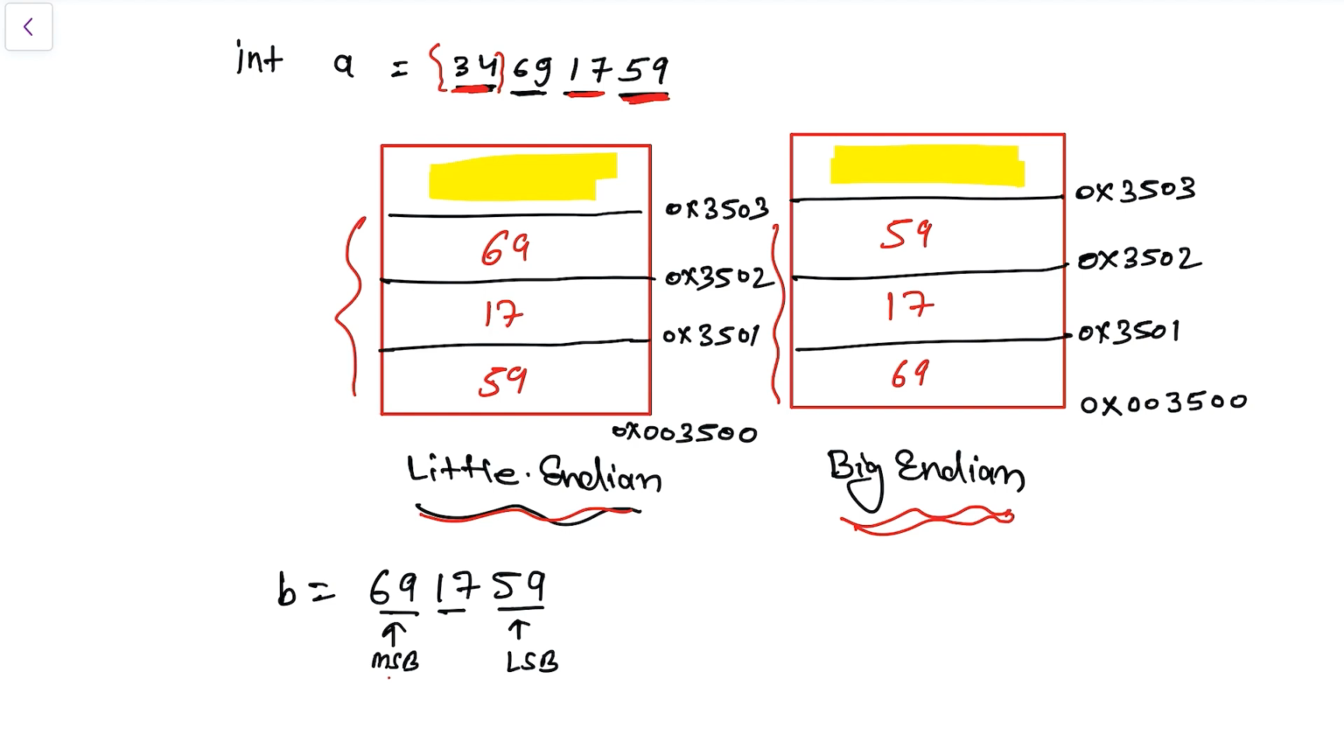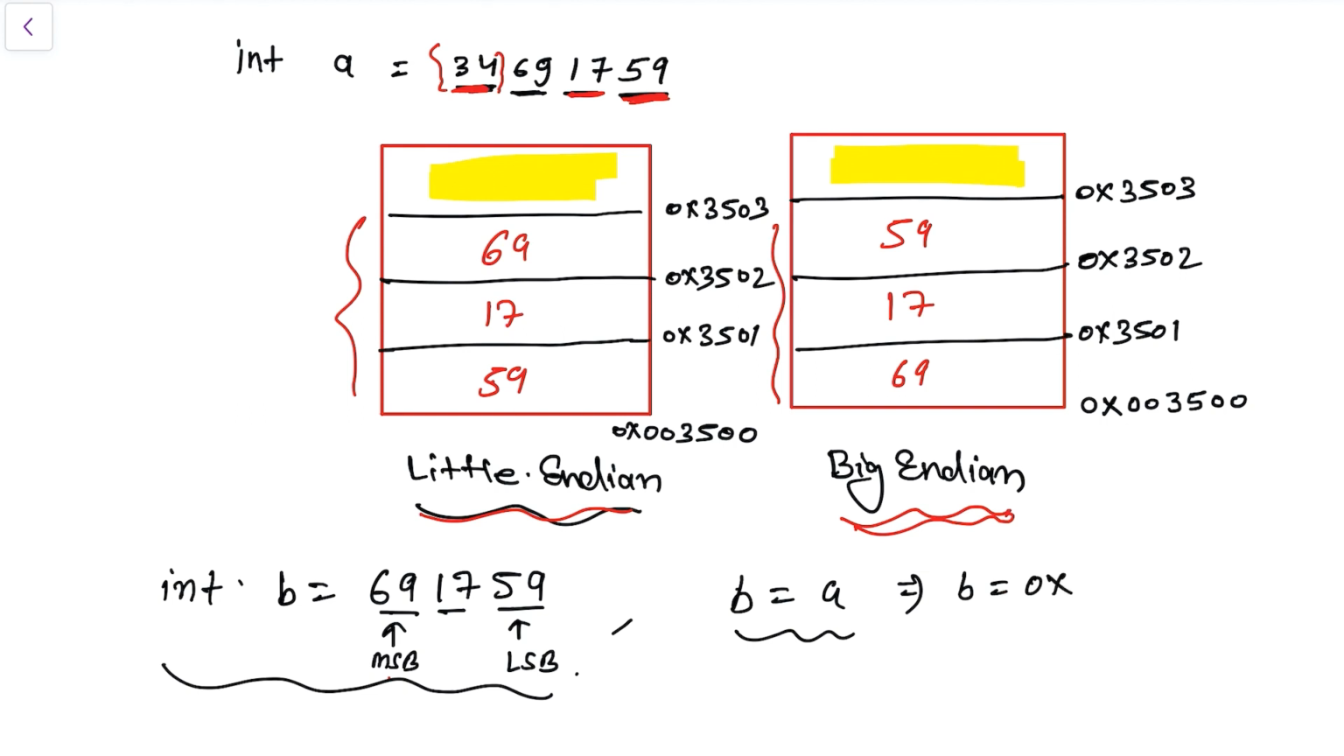The problem comes here. Let's say you had assigned int b equal to this number. Okay, but later in your code, you say no, I am going to assign now b is equal to a. Then what happens? b is modified with a new number. Let's say this number is here 34, 69, 17 and 59. Okay, so let's say this is the new number here.